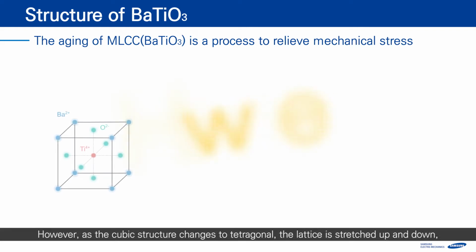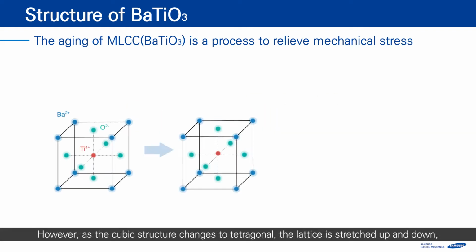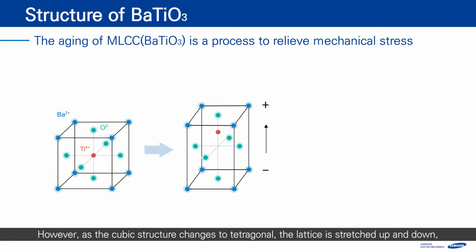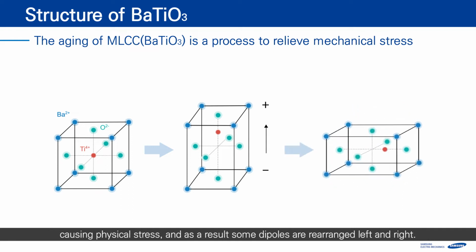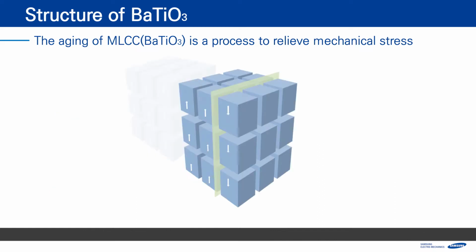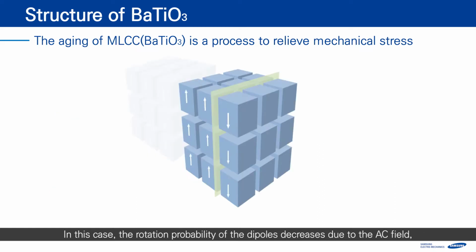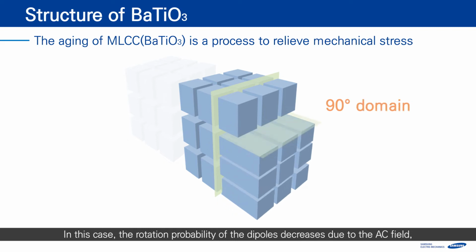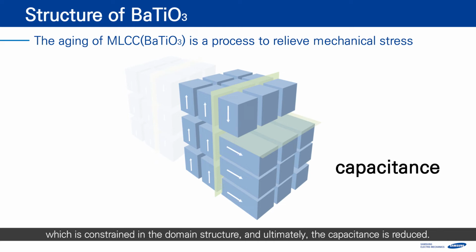However, as the cubic structure changes to tetragonal, the lattice is stretched up and down, causing physical stress, and as a result, some dipoles are rearranged left and right. In this case, the rotation probability of the dipoles decreases due to the AC field, which is constrained in the domain structure, and ultimately, the capacitance is reduced.